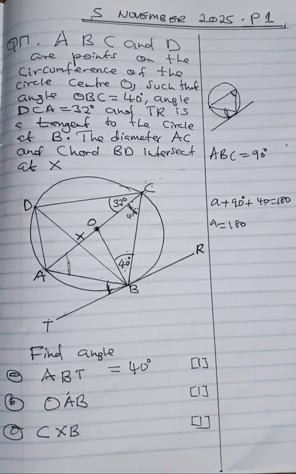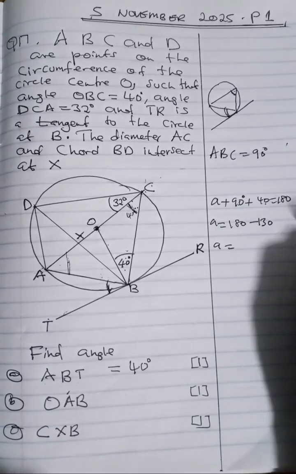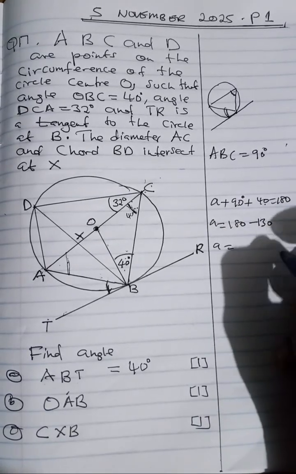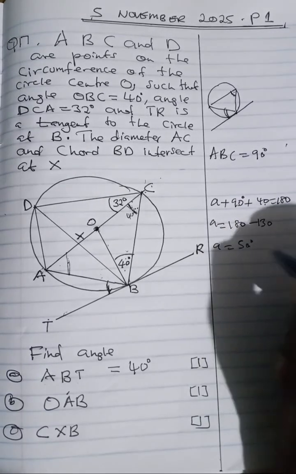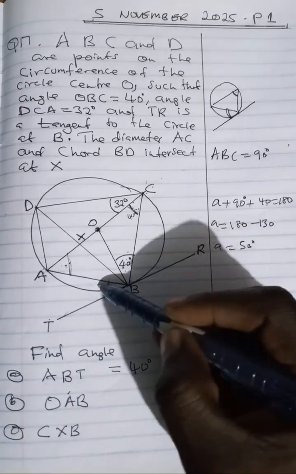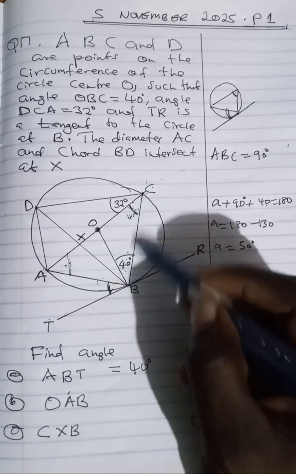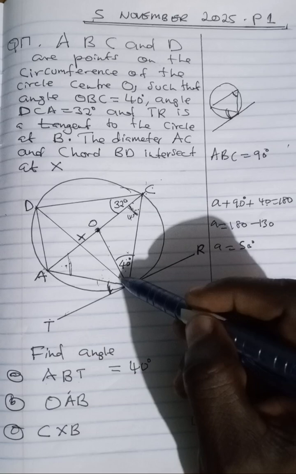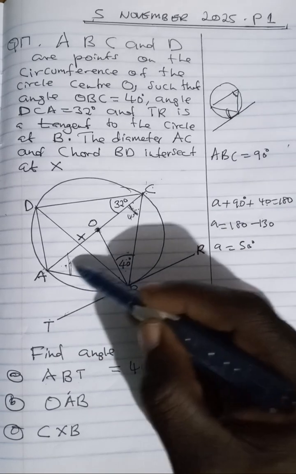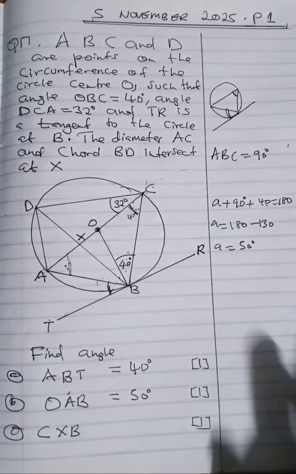We are going to have 130. 130 goes to this side as minus 130. So angle A is 180 minus 130, which simply means we have 50 degrees. So this angle is 50, because we add 40 plus 90, because this angle is formed on a diameter in the semicircle. 40 plus 90 is 130. 130 from 180, we get 50. So this angle here is 50 degrees without wasting time.